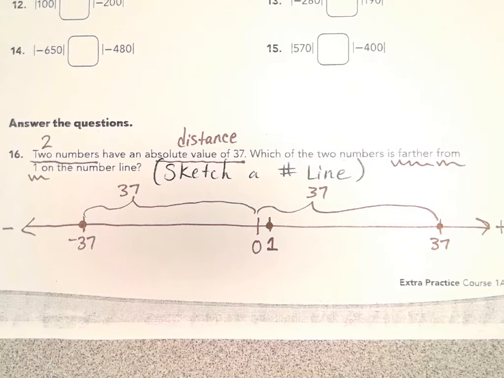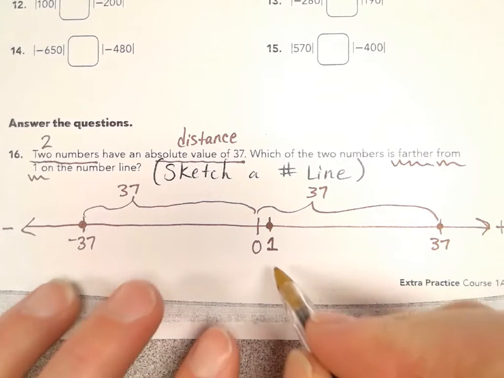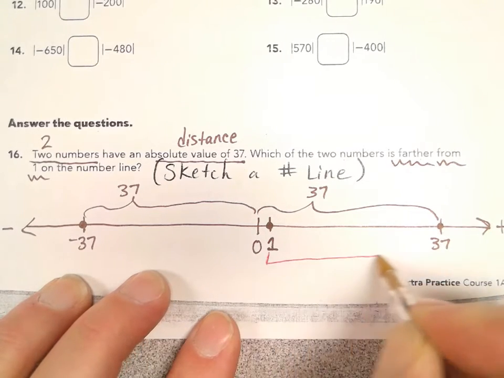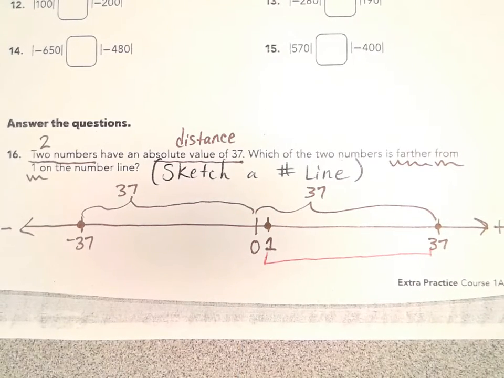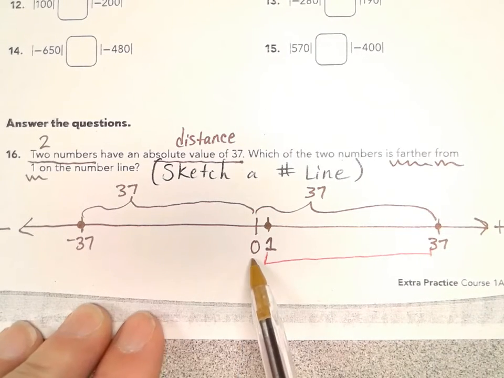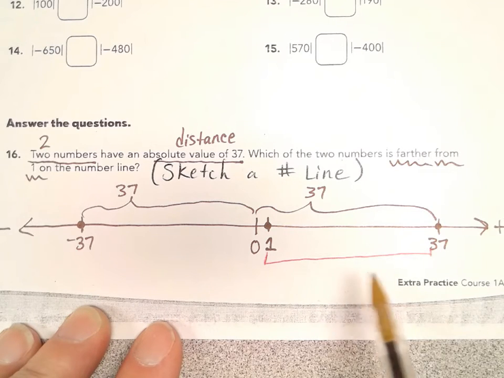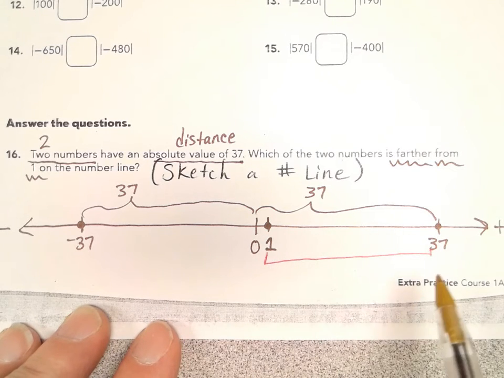Again, they're asking me to consider the distance from each of these numbers to 1. So I'm going to draw myself a little bracket here and show that for the first one, I'm going from 1 to 37. Notice these are on the same side of 0. So I really want to find their difference, or maybe subtract.